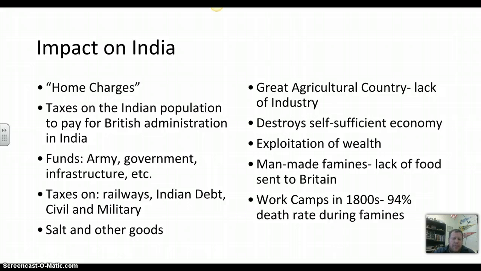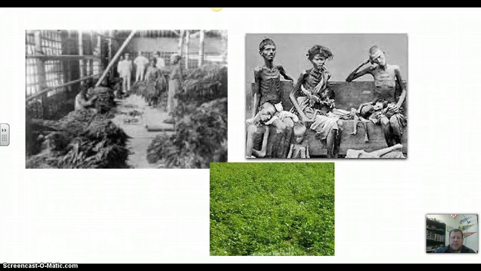And you have work camps where 94% of people die because they're working on these camps to make the food to send back to Britain. Here are some examples. Here are the great tea fields of India, land used for tea fields. Here's one of the tea houses where they have all the tea piled up to dry out before sending it back to Britain. And here you have Indian people that are starving during this famine because land is being used for tea versus rice or stuff that can be used for people living in India. We'll read a little bit about the Great Famine in class on Tuesday.